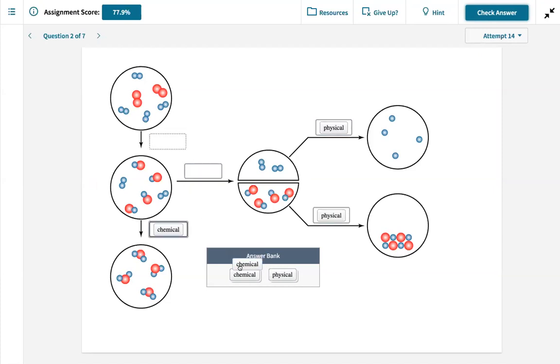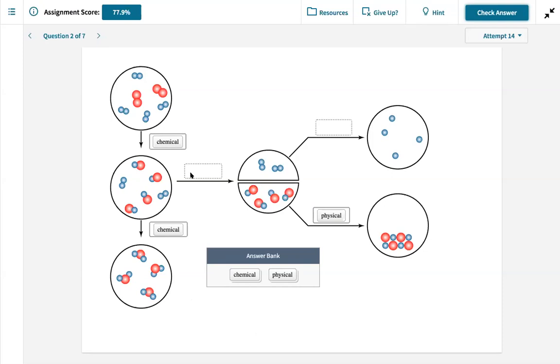From here to here, from the first circle down, you can see that the atoms are connecting with different atoms. So that's a chemical change. If we go from the second circle down to the bottom circle, that's also a chemical change because you're rearranging atoms. You have a red and a blue in the second circle, and a red and two blues in the third circle down. So that's also a chemical change.